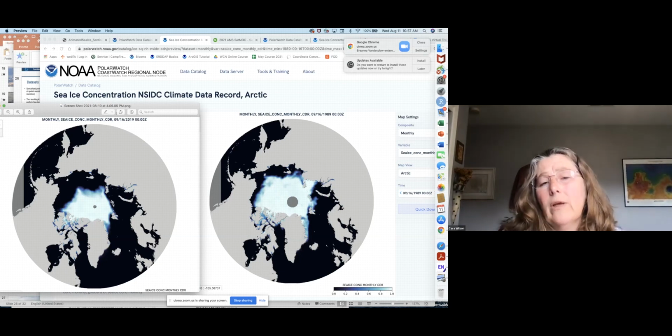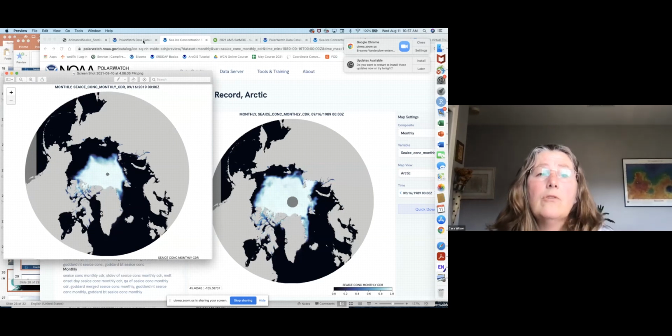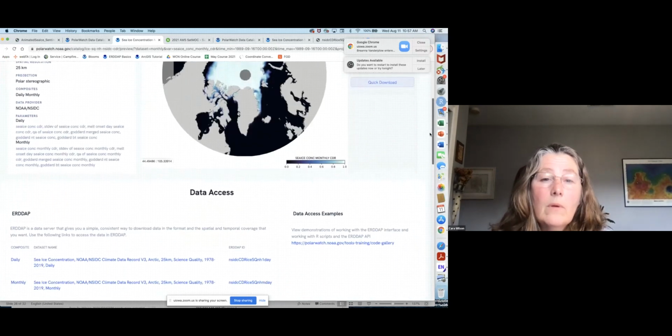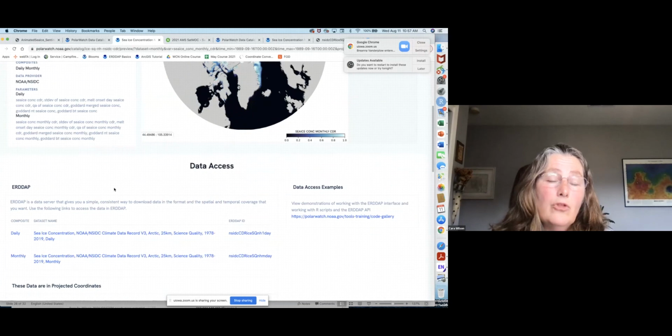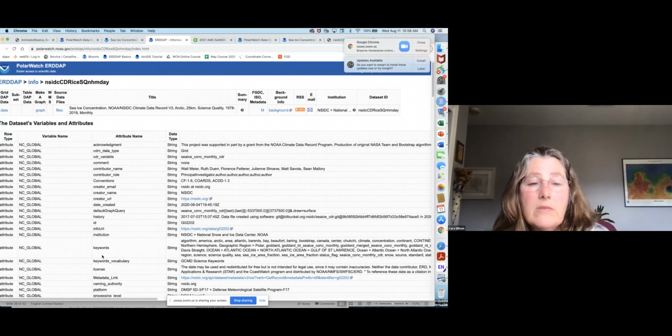But maybe we want to look at this in a time series. How would we do that? Well, to do that, it's a little bit easier to do that on ERDDAP. So we're going to go down to data access down here, which shows you the links to ERDDAP. We're going to click on the monthly data, and this will bring us to the ERDDAP page. This actually brings us to the metadata page.